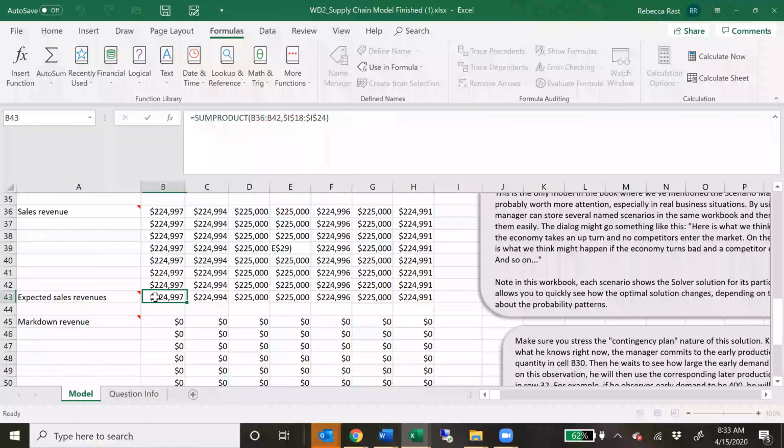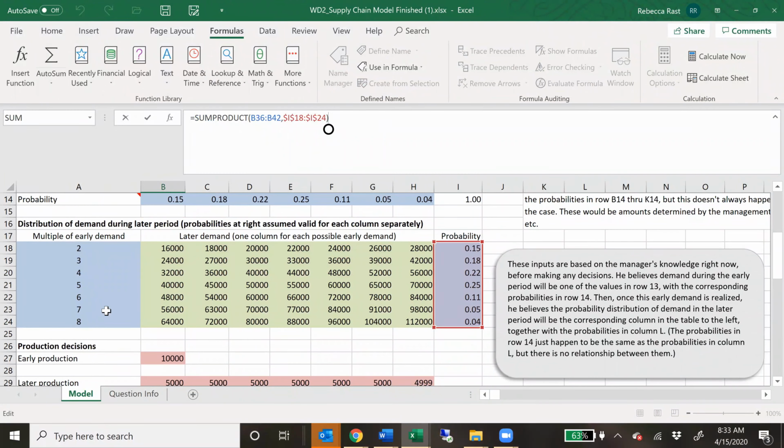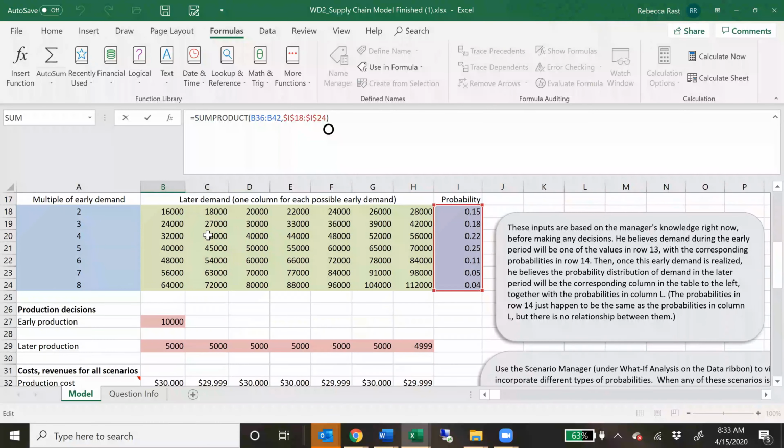Okay, and then the expected sales revenue is where you take the sum product of all of these varying amounts of what you're expecting, because this is where you're talking about the demand for all these different time periods of when you're looking at how you expect demand to be.